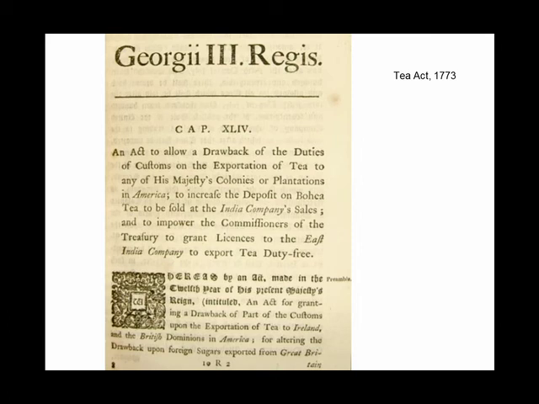A Lady's Adieu to Her Tea Table, 1773. This is in response to the Tea Act. The Townsend duty had been left on tea. Americans are very resistant to that. They won't pay that tax, and there's a boycott of tea. In 1773, Parliament passes the Tea Act.